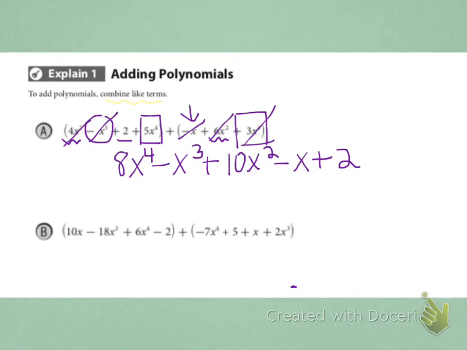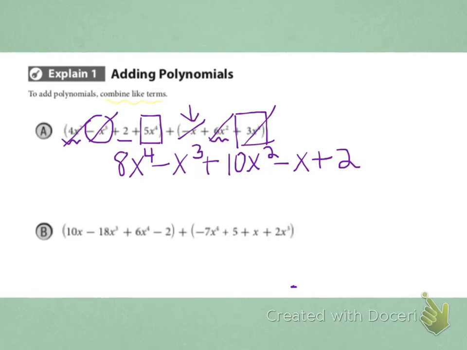So again, that's pretty straightforward. You just have to be aware of like terms and find some way of identifying them so that you don't miss them. These polynomials get long and complicated. And so I used to try to do something like I did here with identifying up front which ones are going to be alike.